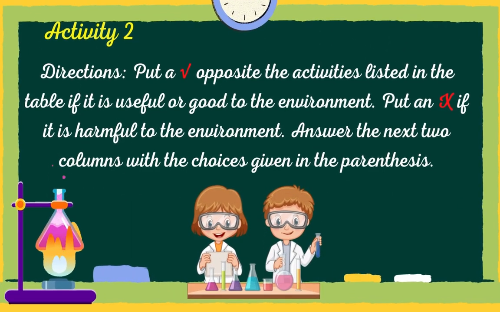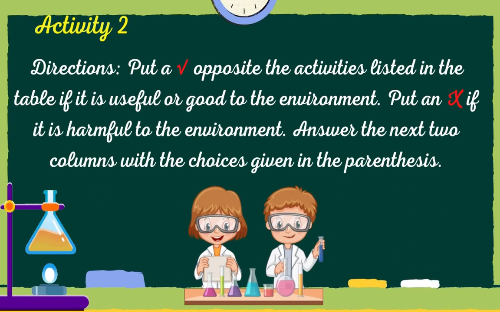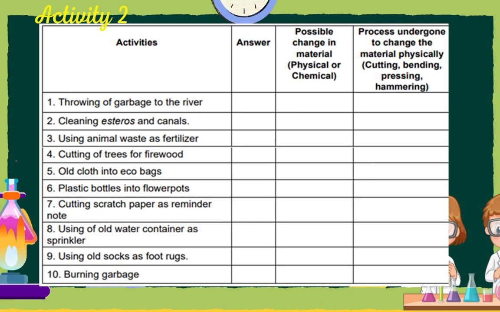You can now answer Activity 2 in your module. Put a check opposite to the activities listed in the table if it is useful or good to the environment, and put an X if it is harmful to the environment. Answer the next two columns with the choices given in the parentheses.